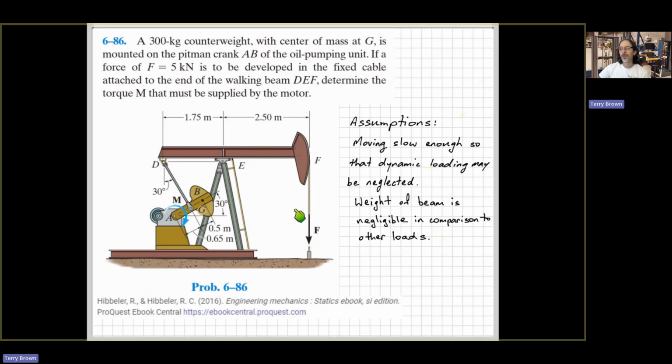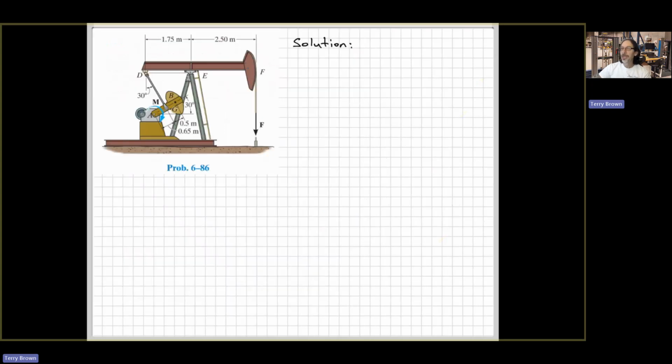Now that's probably an oversimplification, and in reality you probably need to take into account the weight of the beam. We're given the weight of the counterweight as part of the problem, but really I think we'd probably need to include the weight of the beam. But for this textbook problem, we're going to assume that weight is negligible in comparison to the other loads. So let's look at our solution, and I already started talking through the solution previously.